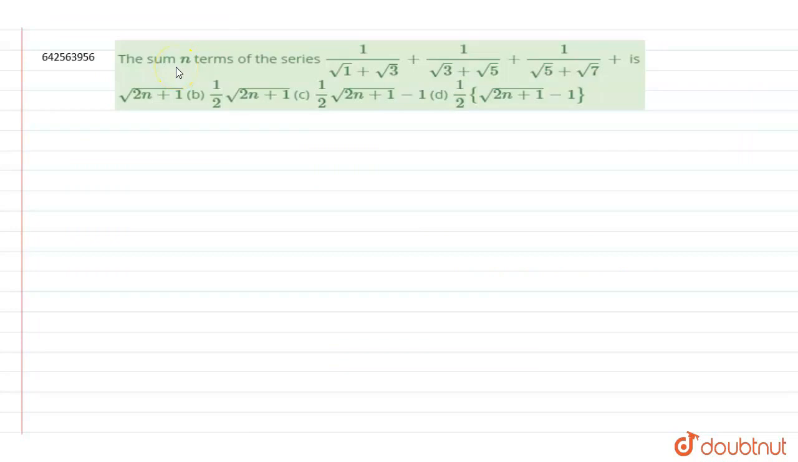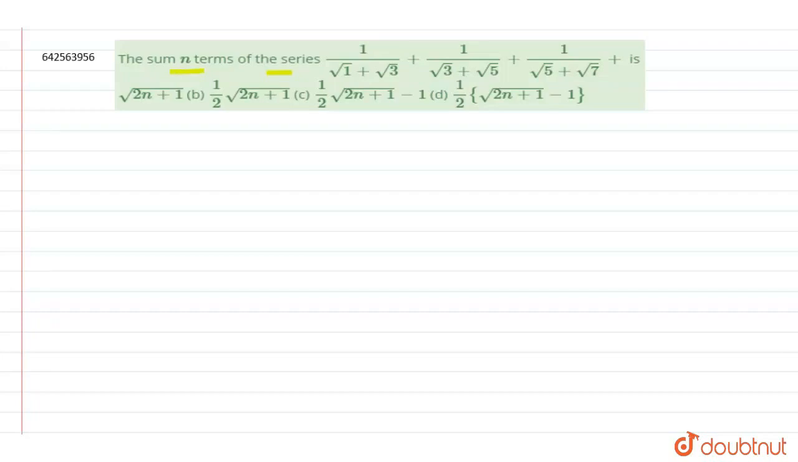Hello everyone. Let us start the question. It says the sum of n terms of the series 1 upon root 1 plus root 3, plus 1 upon root 3 plus root 5, plus 1 upon root 5 plus root 7, till n number of terms will be dash. We have 4 options, so let us find the answer.